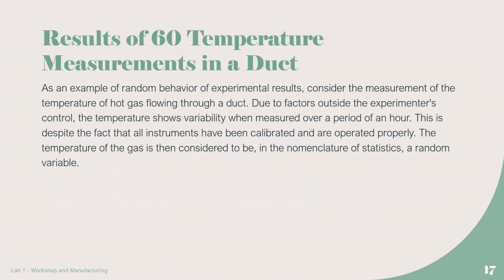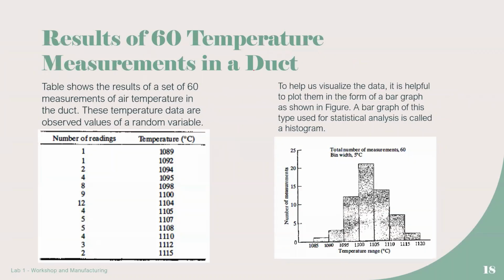So here we have an example. Imagine you're measuring the temperature of a hot gas, and you're measuring it 60 times. And you're going to have different measurements. Here we have two different tables, and both are actually the same. The measurements are the same, but the expressions are different.